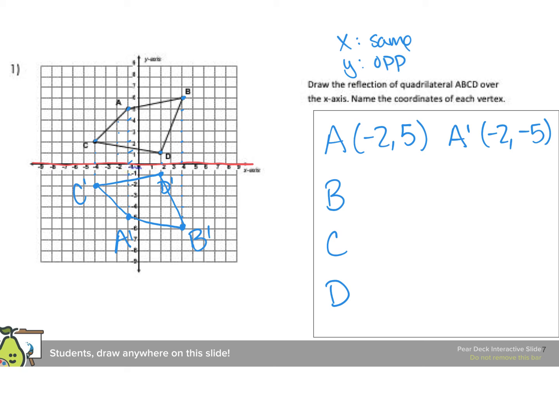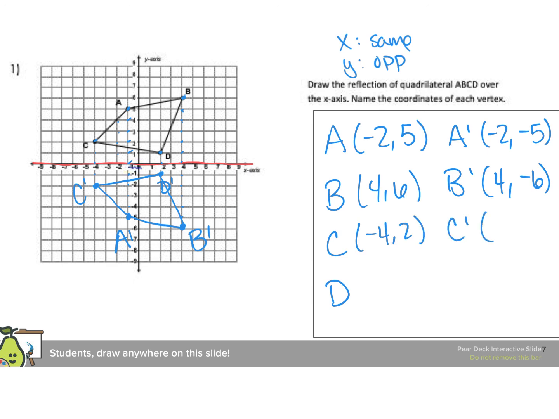So where is B? B is in quadrant 1. Everything is positive. B is at 4, 6. So B prime, x stays the same. Y becomes the opposite, negative 6. C is in quadrant 2, so that's going to be a negative x, and it's at negative 4. Positive y, 2. C prime, x stays the same. Y is its opposite.